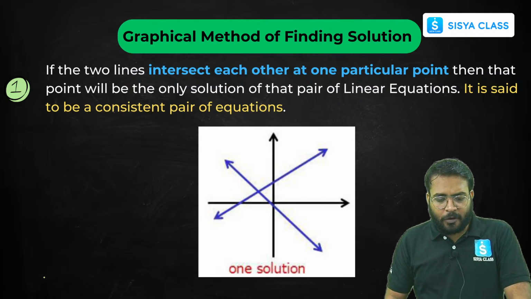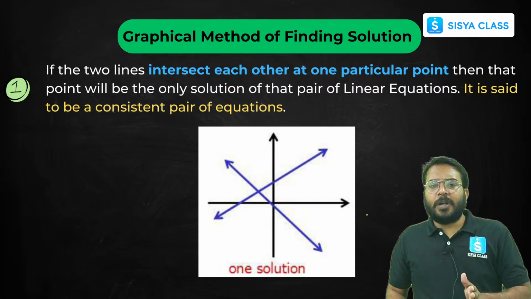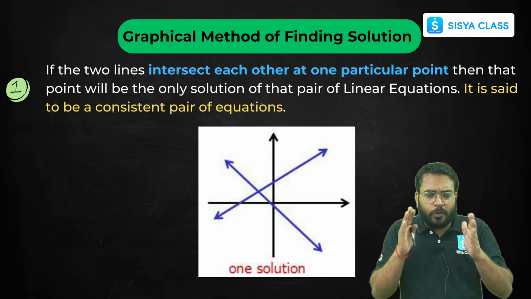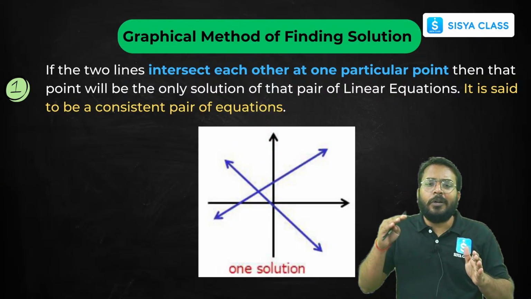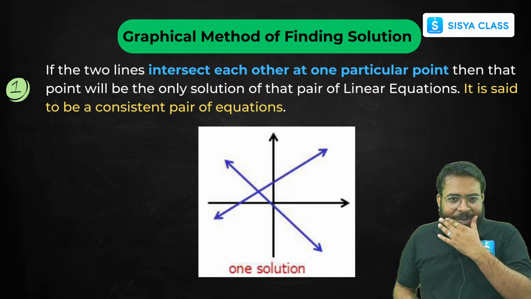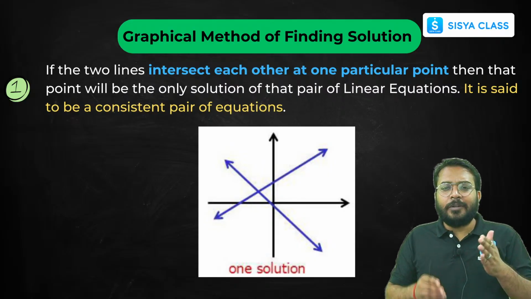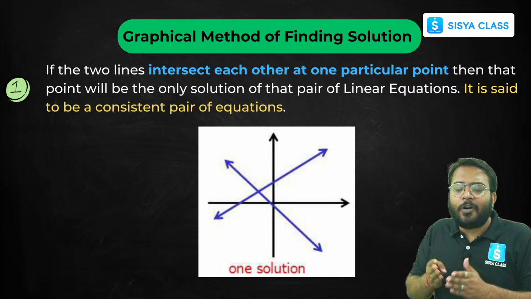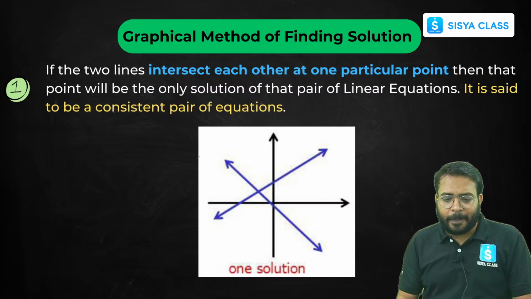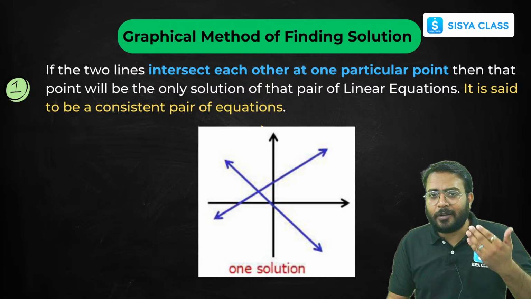All right. Now, graphical method. This is the method we use to find the solution. Two equations will be given. You need to graph them, you need to draw these two lines on the graph paper, and based on whether they are intersecting, coinciding or parallel, you are going to give the answer, whether they are consistent or inconsistent.